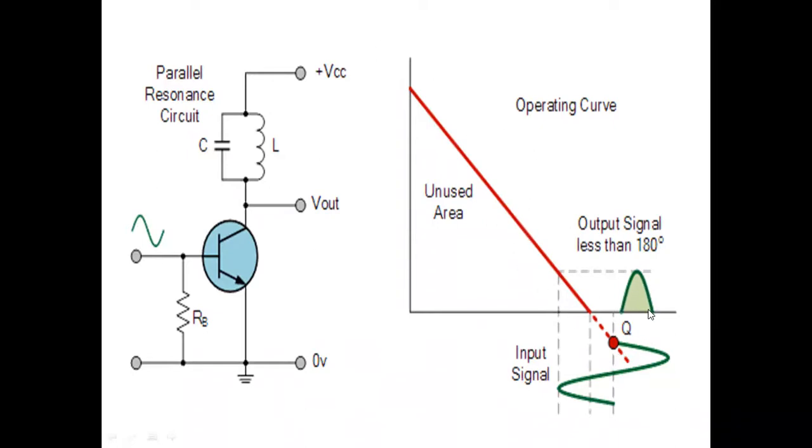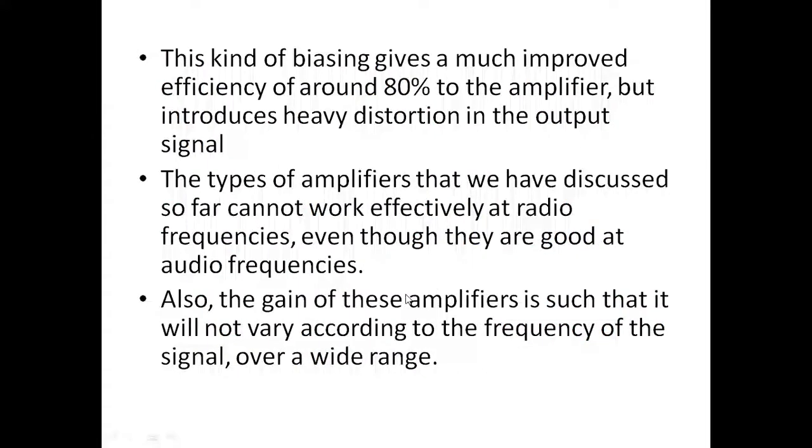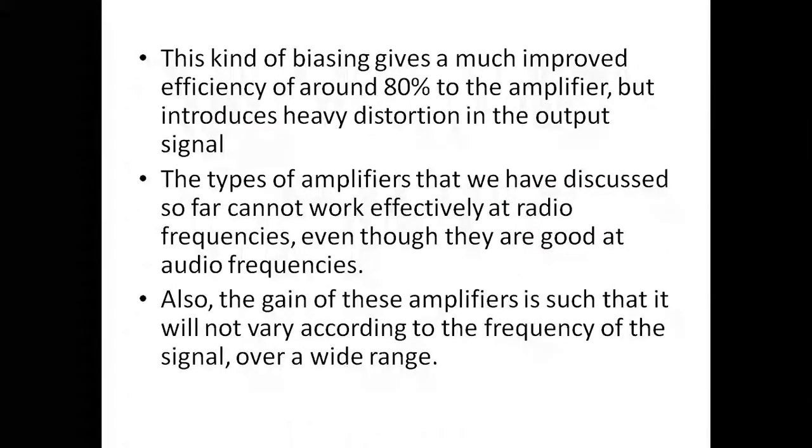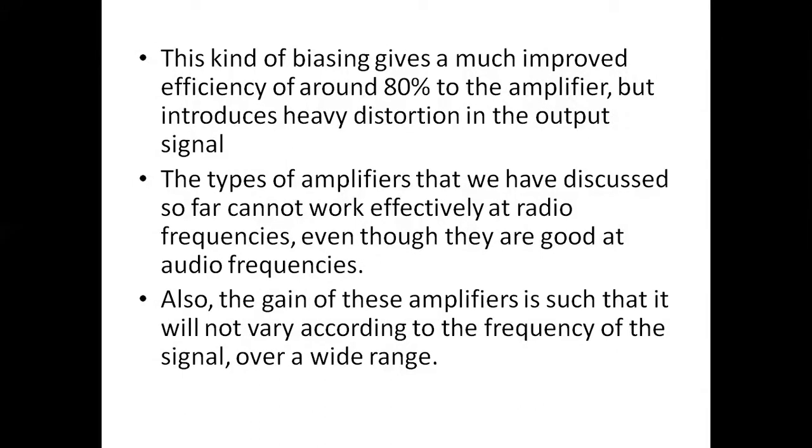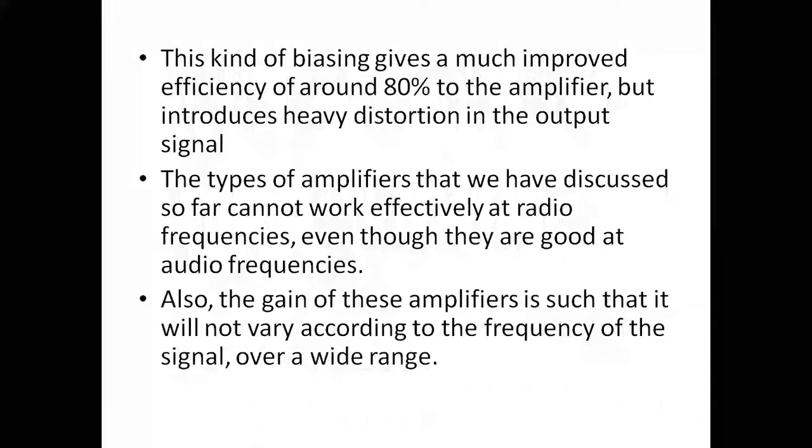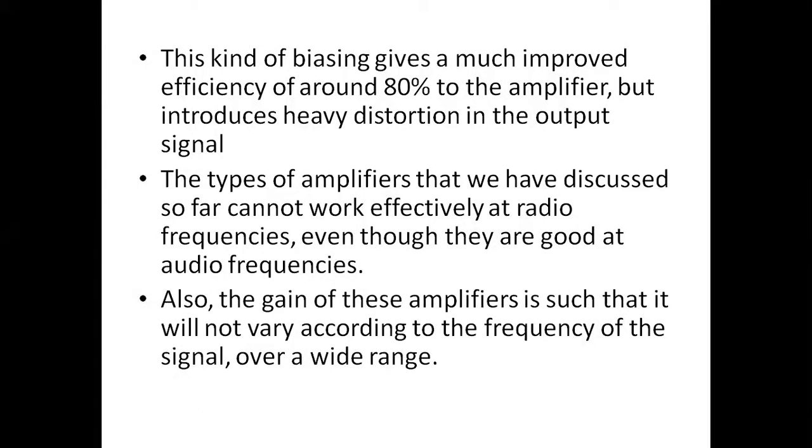This is the output signal, which is less than 180 degrees of the input signal. This is the input signal we are applying, but here we are getting only a cycle of less than 180 degrees. Because of this operating point position, we get this signal as shown in the figure. This kind of biasing gives a much improved efficiency of around 80% theoretically, but introduces heavy distortion in the output, because there is no linearity.